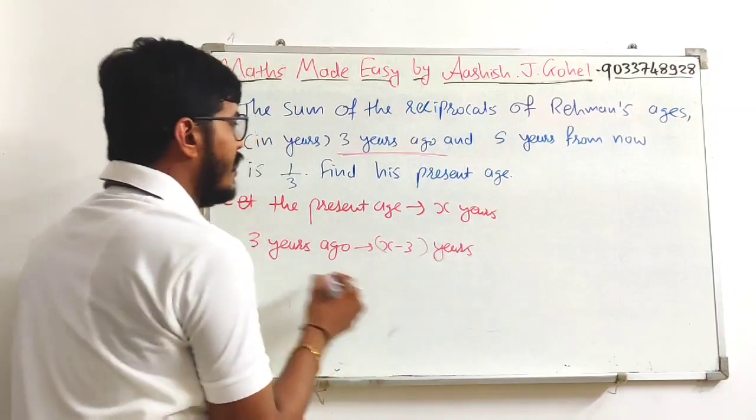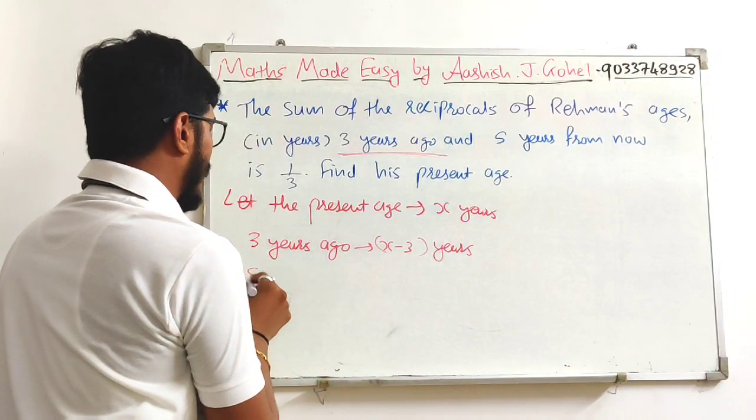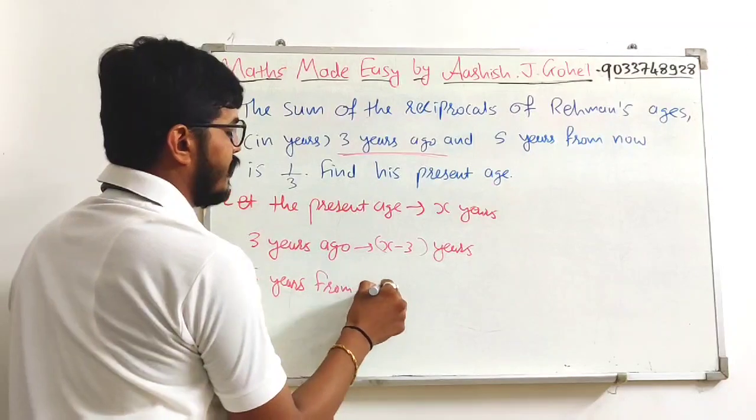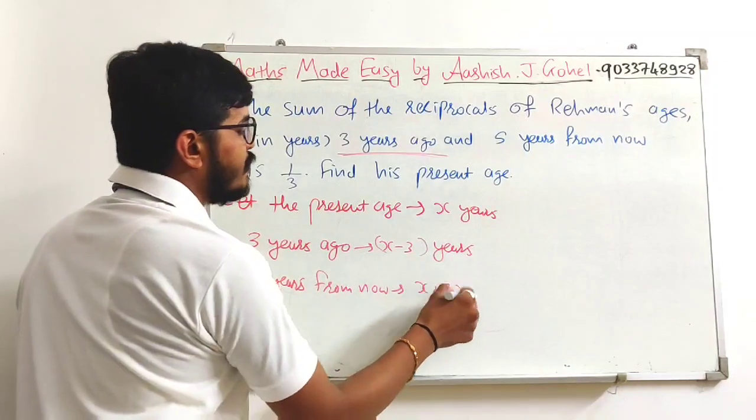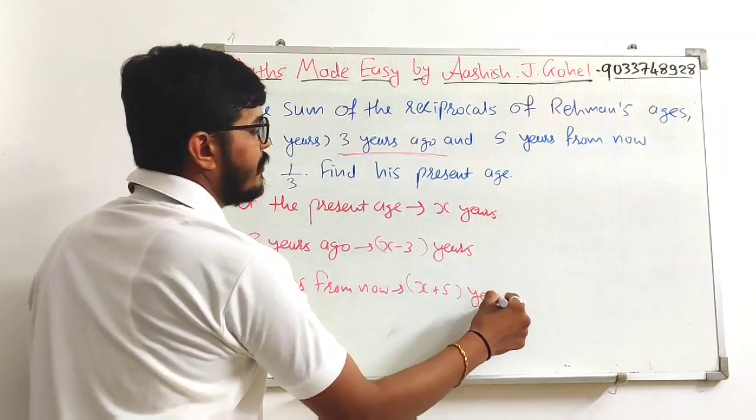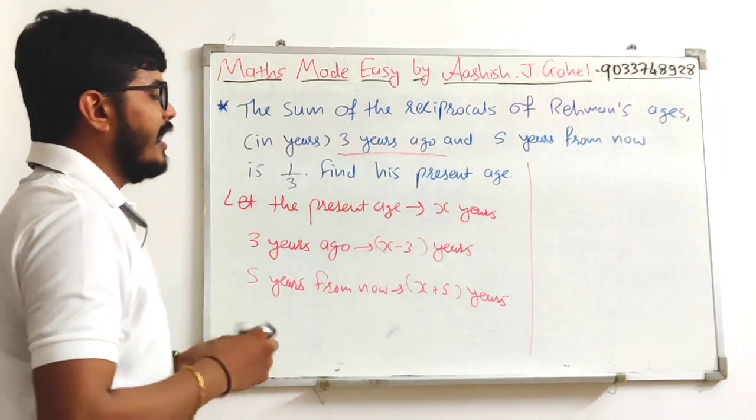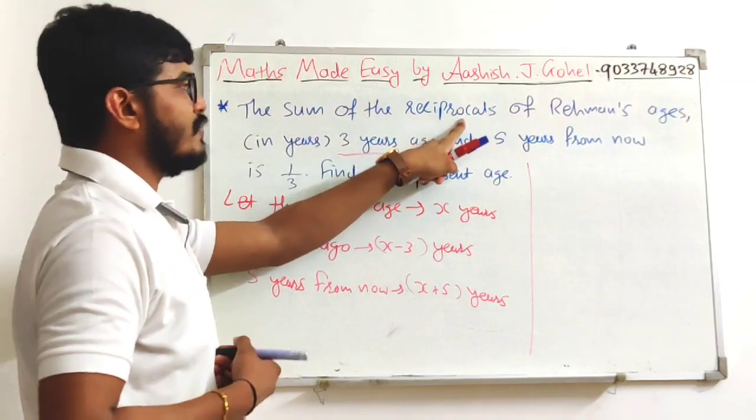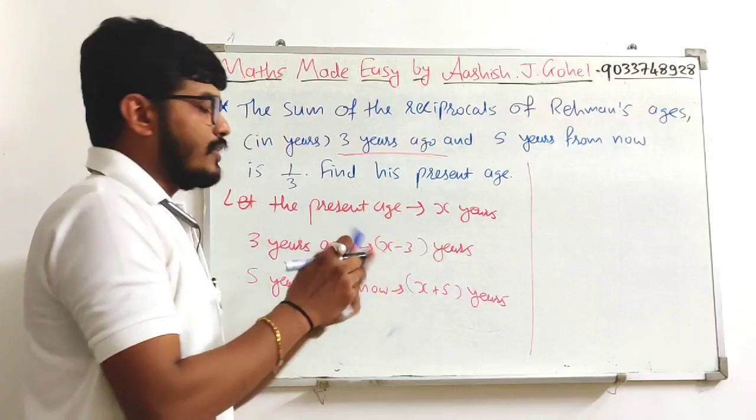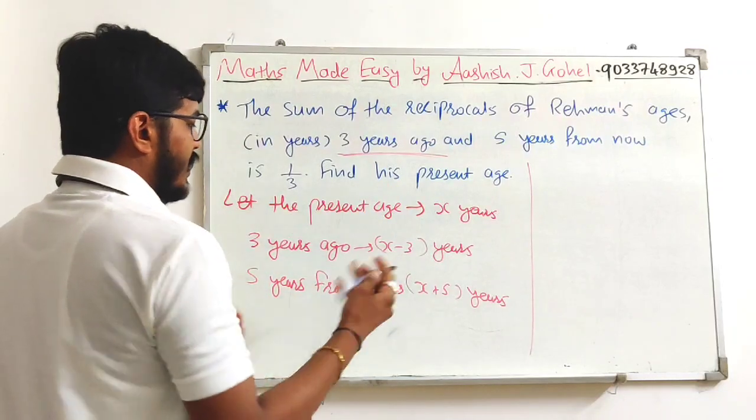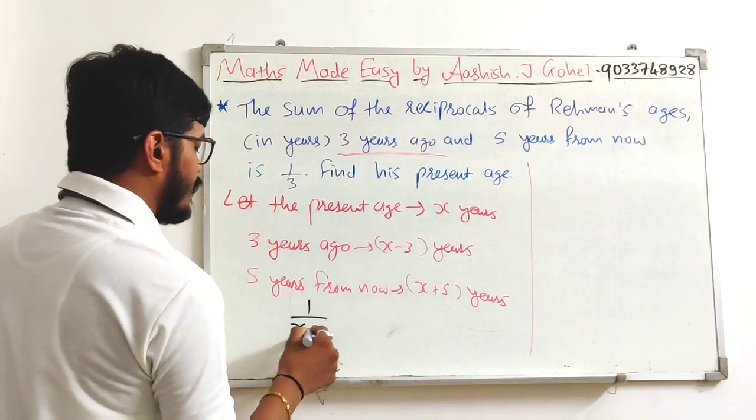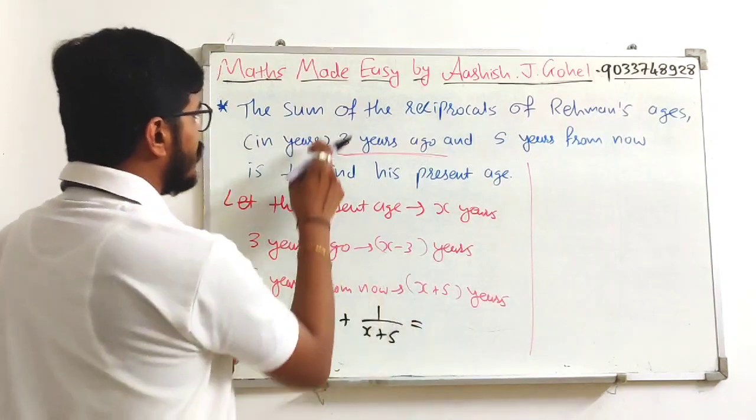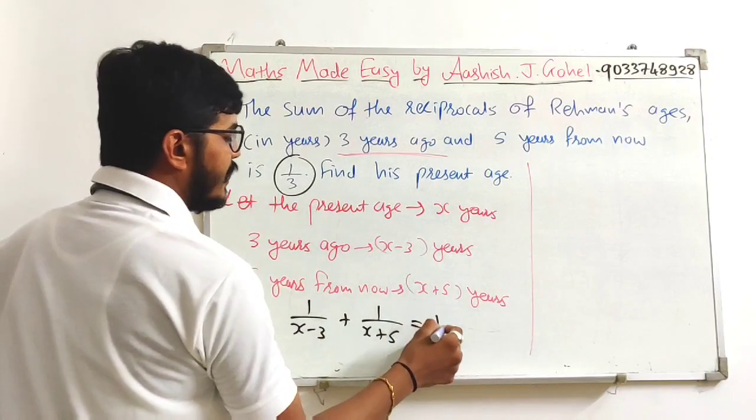Okay, and after 5 years, so 5 years from now the age will become x plus 5 years. Okay, now what is given in data? That the sum of reciprocal means what? Inverse. So here we will write down reciprocal of this: 1 upon x minus 3 plus 1 upon x plus 5 is equal to 1 upon 3.